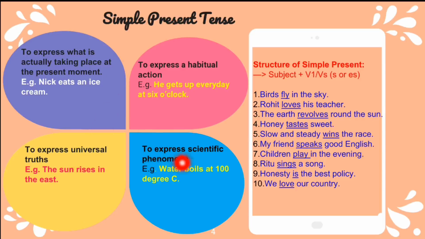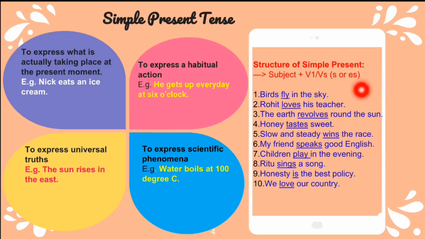Now let's see some examples of simple present tense. Birds fly in the sky. Birds is the subject, fly is the verb, in the sky is the prepositional phrase. So subject plus V1 form of the verb is used. Next one is Rohit loves his teacher. Rohit is the subject, loves is the VS form of the verb. Third one, the earth revolves round the sun. It is an example of universal truth, so we have to use simple present tense. Then honey tastes sweet. It's a universal truth, right? Honey always tastes sweet only. So we use simple present tense, that is tastes, the VS form.